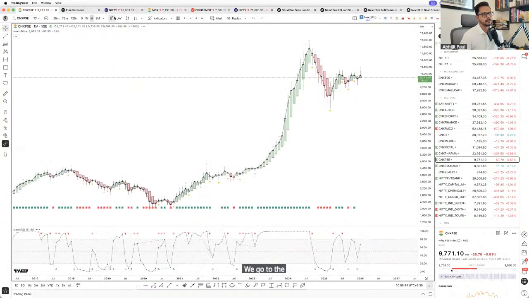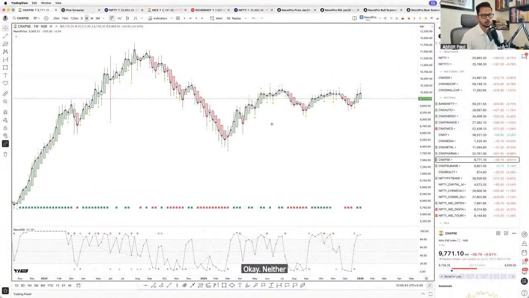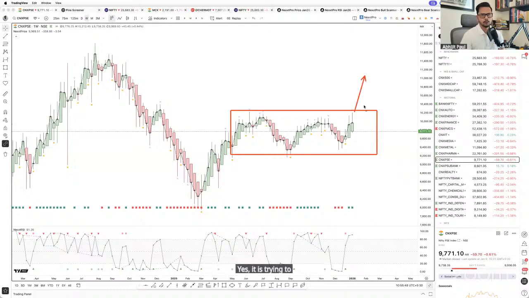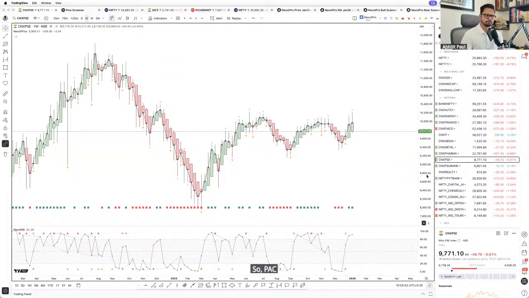We go to the monthly, again on the verge of breakout. Okay, neither too bullish, not too bearish. Yes, it is stuck in a range. I can see that. Yes, it is trying to break out. Not bad. Maybe I can get something. So PAC, you have to sort the top 10-15 names.